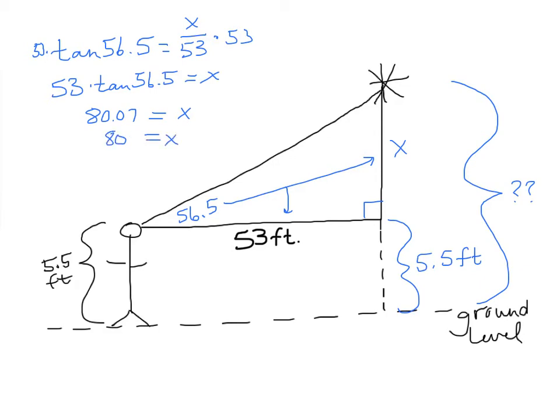Okay. Now, as you look at that, does that mean that that's how tall the wind turbine is? No. What that means is that this is how tall it is from eye level to the turbine. So what I have to do with my 80 is add the 5.5 amount of height that's left over. And in this case, the wind turbine is 85.5 feet tall. That is my answer. Okay. So you're using trig and you're trying to apply it to a real life situation.